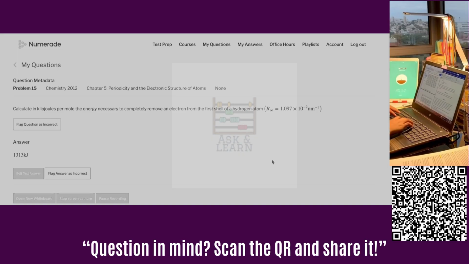Hi, calculate in kilojoules per mole the energy necessary to completely remove an electron from the first shell of a hydrogen atom. R is equal to 1.097 times 10 to the negative 2 per nanometer, so nanometer to the negative 1. Be careful with this one.